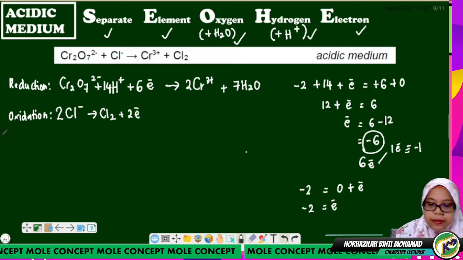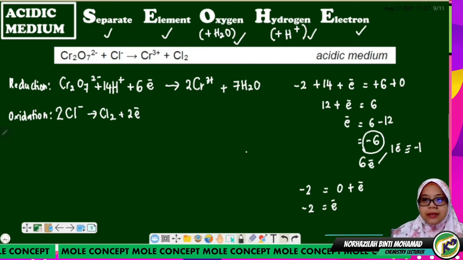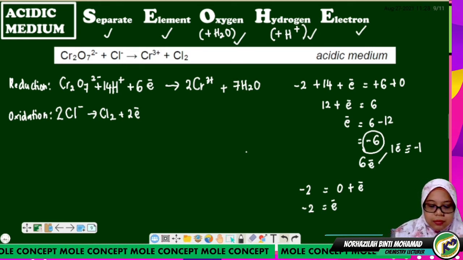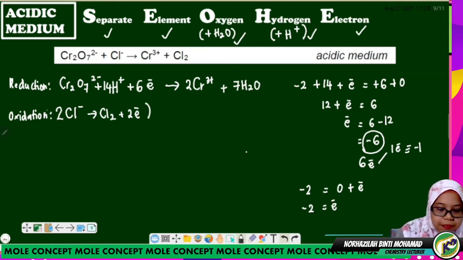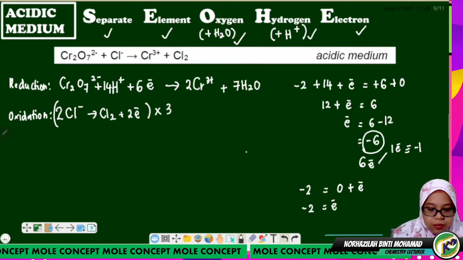Okay, I have balanced the electrons, and after that we need to combine back the equation. Right now I have separated the equation into two, but to write the final answer we need to combine them back. To combine, make sure the number of electrons is the same. Right now I have 6 electrons in reduction and 2 electrons in oxidation, which means I need to multiply the oxidation equation by 3.